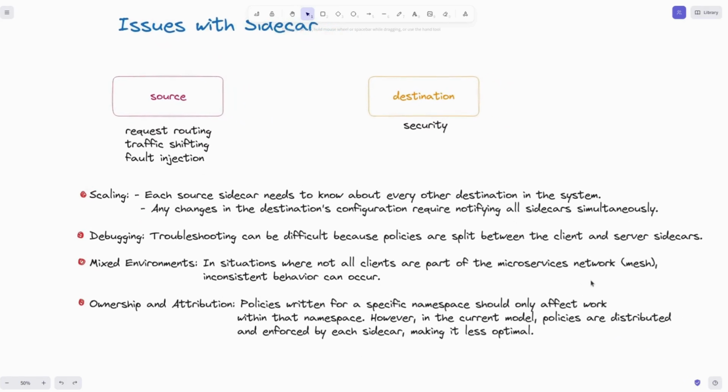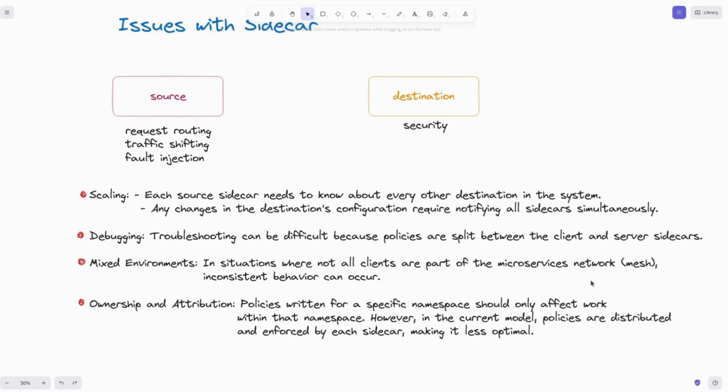This caused some issues in the sidecar-based approach, which are as follows. Each source needs to know about each and every destination that is present in the system. And as a result, if your destinations are growing or your number of sources are growing, the number of configurations that you are going to add is going to tremendously increase, as each sidecar needs to have an understanding of other destinations or other sources. And as a result, on any change in the destination's configuration, all the sidecars need to be notified simultaneously, causing a lot of reconfiguration.